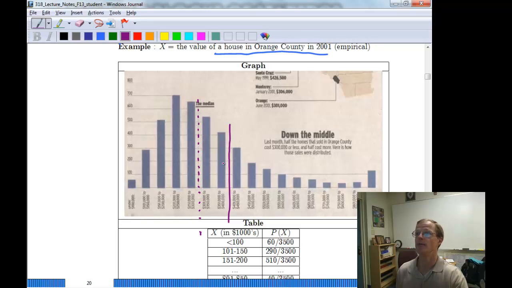Okay. If you're in this market, you wouldn't be interested in hearing, oh, the mean housing price is $400,000. It would be much more informative to say the median housing price is $301,000. That's going to be a much more informative number for you, the young home buyer.